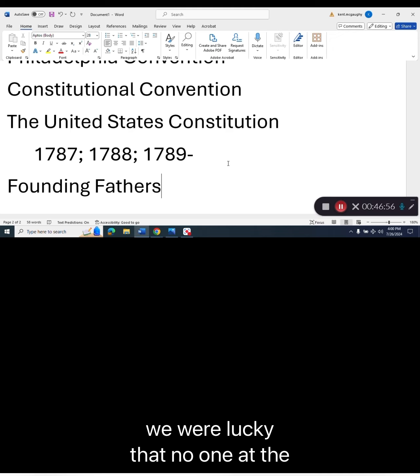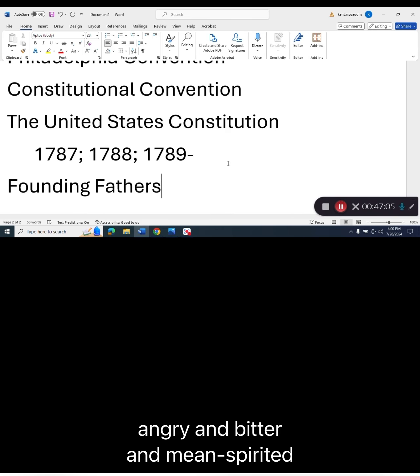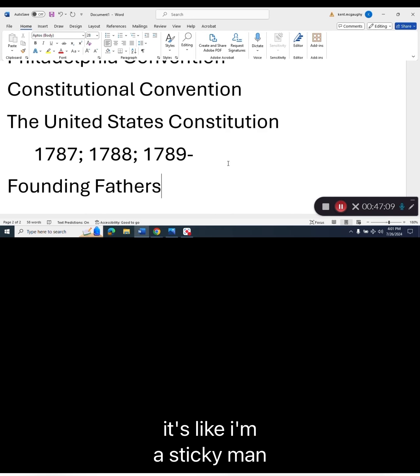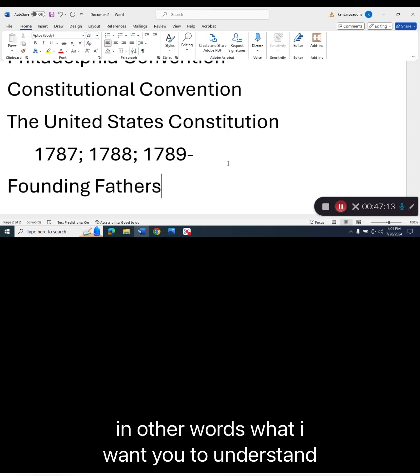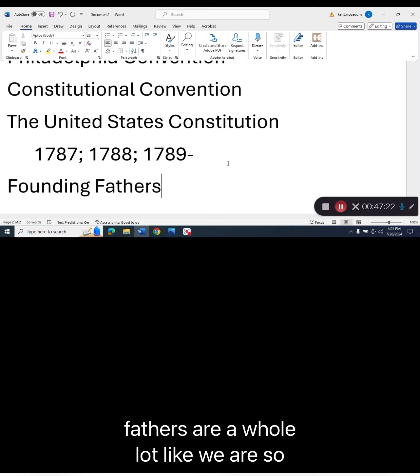We were lucky that no one at the Constitutional Convention was carrying knives, because sometimes things got so angry and bitter and mean-spirited, it's like, I want to stick you, man. In other words, what I want you to understand is that these guys we call the Founding Fathers are a whole lot like we are.